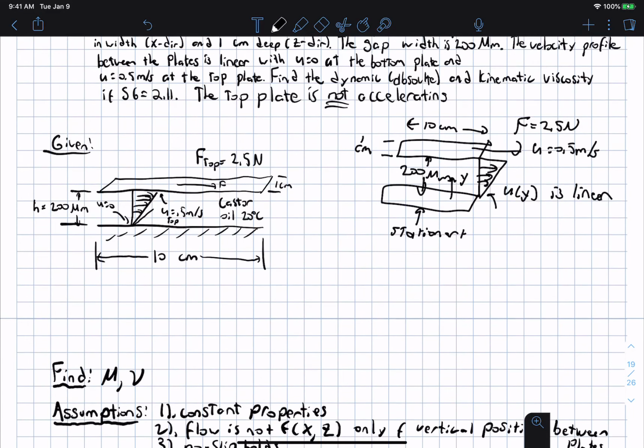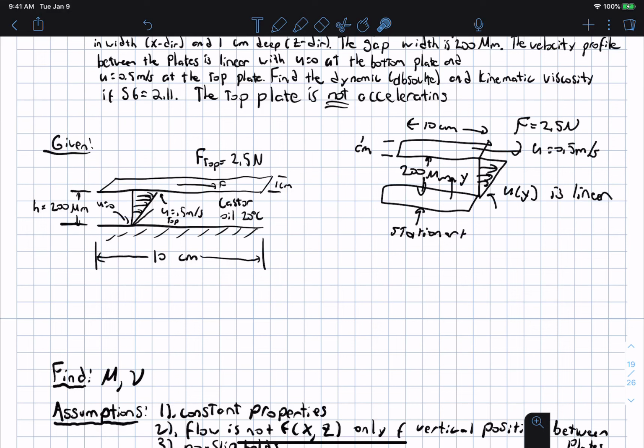Okay, so here I just have this drawn again, and this is oil. We have 0.5 meters per second here, no velocity here. We know that the velocity as a function of y, and again y is up from the bottom plate, is linear. The height between the two plates is, oops, wrong one.